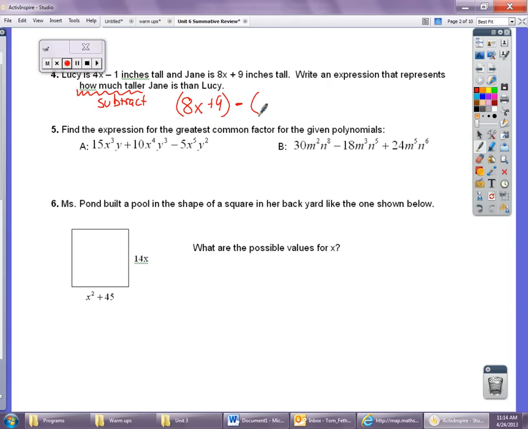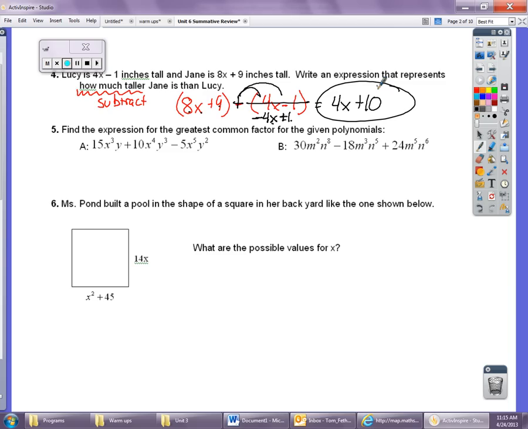Putting my expressions in parentheses, especially with this subtracting, because when we subtract, we have to distribute this subtraction. We make it negative 4x and then plus 1. I get rid of that. And now we put our x's together. So 8x minus 4x is 4x, and then 9 plus 1 is 10. So we get 4x plus 10. So Jane is 4x plus 10 inches taller than Lucy.